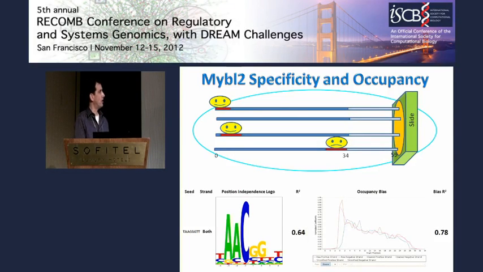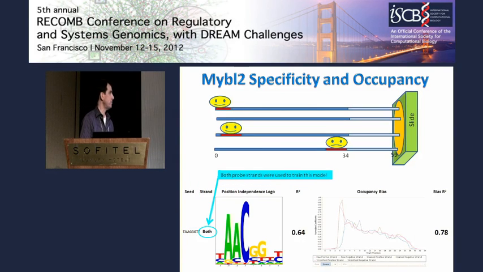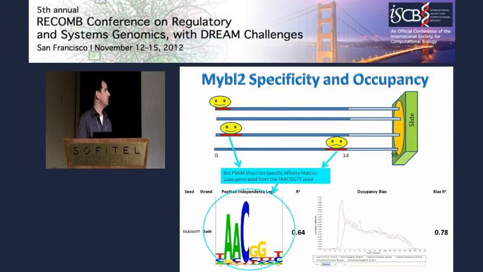Now, down here, this shows the process of how we generate both the positional independence model and the positional bias profile. To start, we first need a seed. We generate the seed by performing a robust multivariate regression over all 8mers. We use both strands because this is a DNA binding protein. Then we again use robust regression and generate a positional independence model. So here is the positional independence binding model for MIBL2.